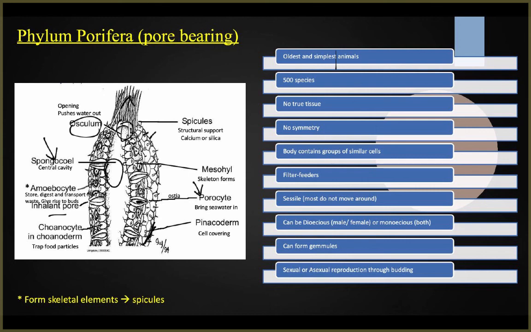The amoebocytes are over here. They're kind of pretty cool. They look like amoebas, and they're there to help store, digest, and transport food and waste or give rise to buds, but they're also there to help form the skeletal elements we know as spicules. And the choanocytes are in here, and they help to trap food particles when things come into the spongocele. And this mesohyl is the skeleton formation.